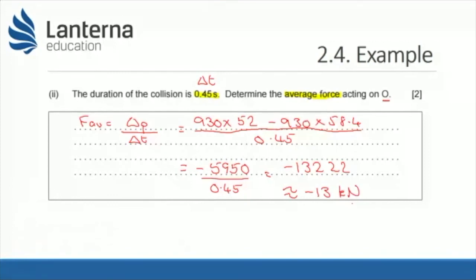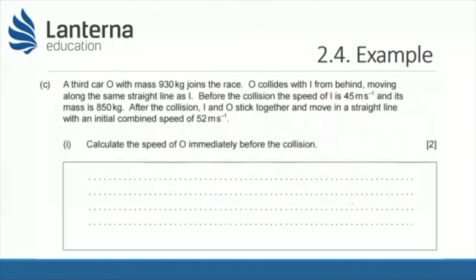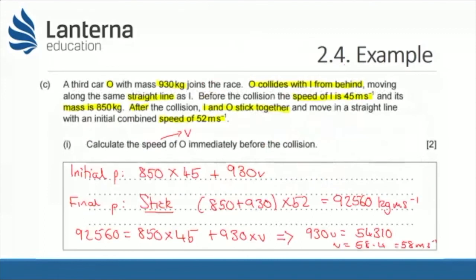So before I take questions, let's quickly look at the answers that we've gotten and see if they make sense. The speed of I increased after the collision, which means that O must have been moving faster, both to increase the speed of I, and also to be able to catch up to I and collide with it. So 58 is a sensible number in terms of being physically possible.